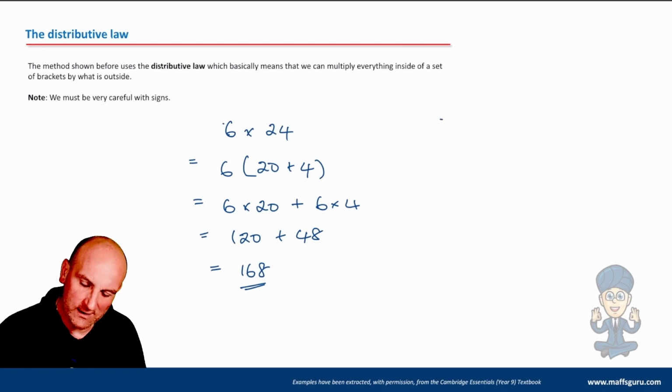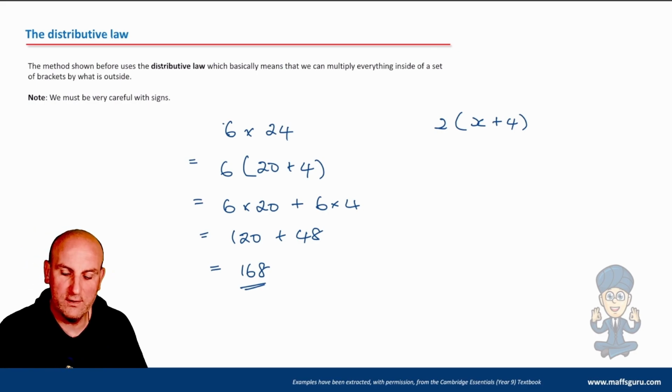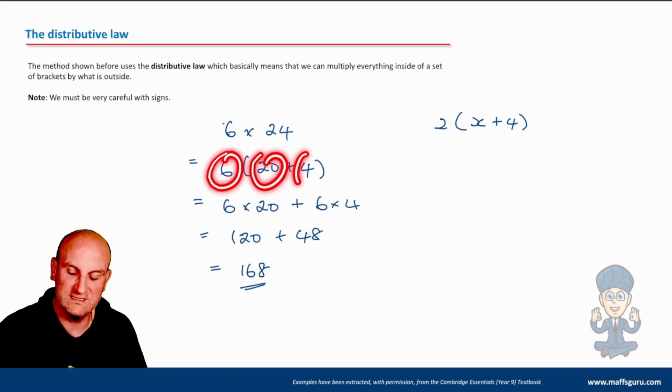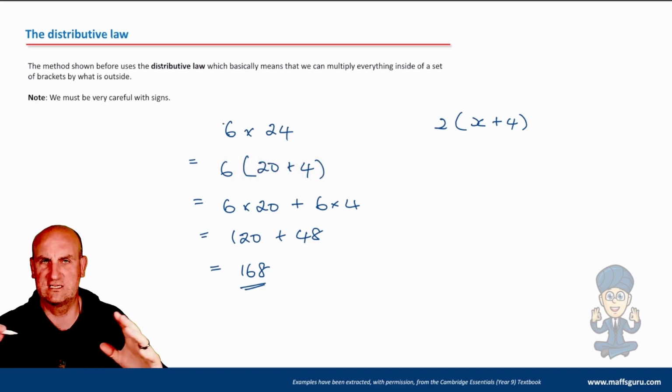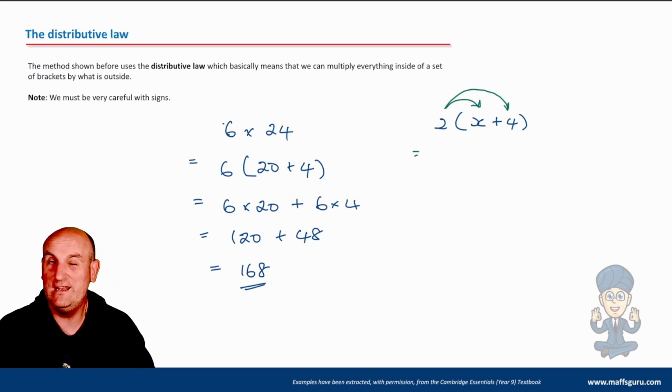So if I had something like 2 brackets x plus 4. Now, we're not going to get a numerical answer. But what I'm now going to do is this process of multiplying what's outside the set of brackets by what's inside the set of brackets is called expanding brackets. Oh, really? Apparently. So I can take this 2 and multiply it by the x. Now, when I did this at school, I always did arrows over the top to remind me what I was multiplying. Yeah, you didn't need to, but it was very visual. It was like, oh, I can do this.